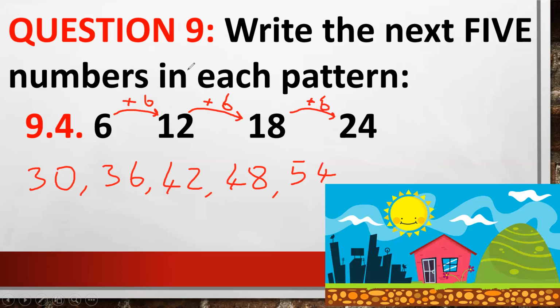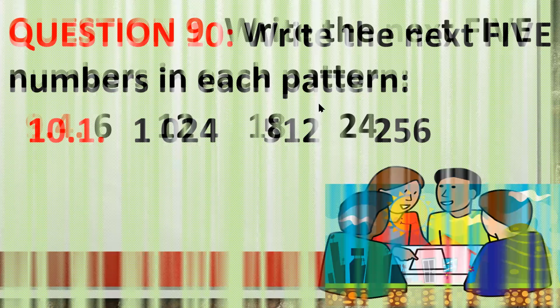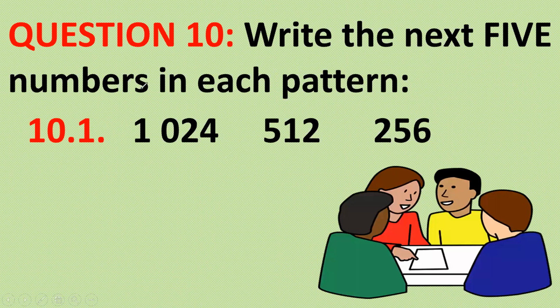9.4 also done. As you see, we did try times 2, didn't work. But then we add 6 for each, and then that rule is working. Let's see what else we have for today. Another question. Let's see what's going on now. Getting less, numbers getting less. So what can we say?